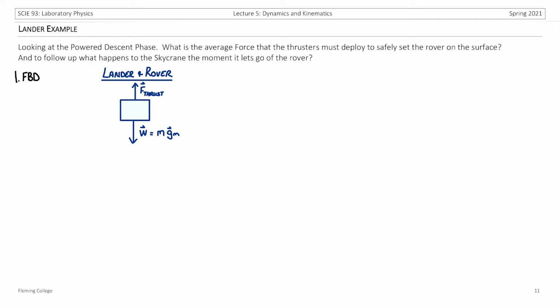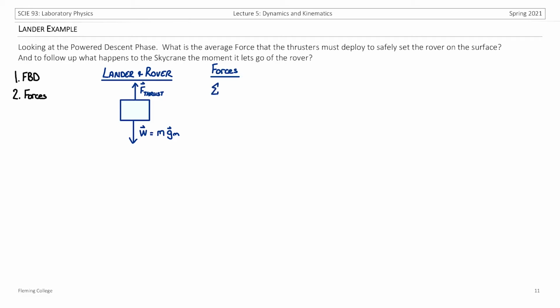One of the reasons that NASA uses a powered descent phase as the last phase is because the Martian atmosphere is so thin that there's not enough drag or not enough wind resistance to slow the craft down. Here, we'll just treat the wind resistance as negligible. Moving on to our second phase, we consider the forces.